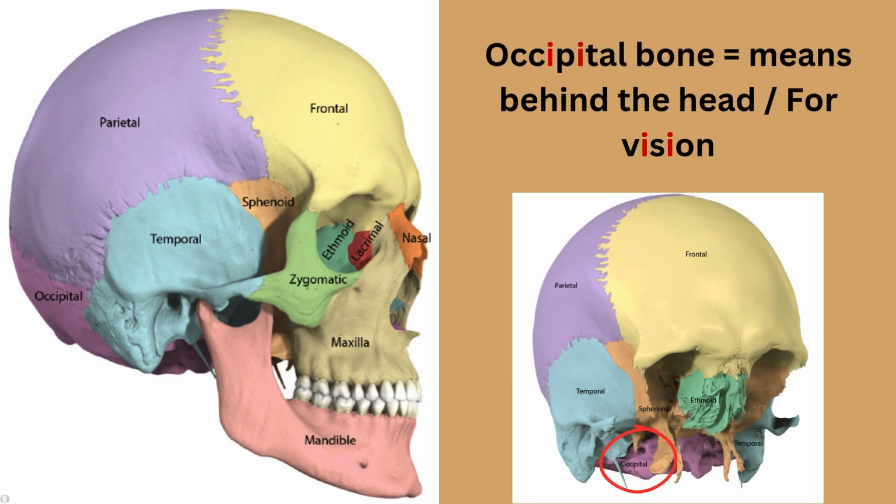Lastly is the occipital bone. Literally, occipital means behind the head, so it is located just behind the head. And its function is for vision. The way to remember it: the word occipital has 2 eyes and vision has 2 eyes as well.